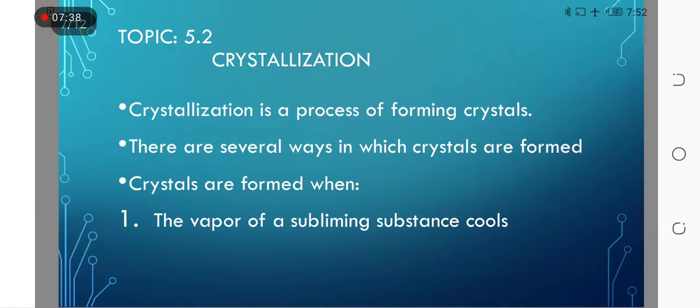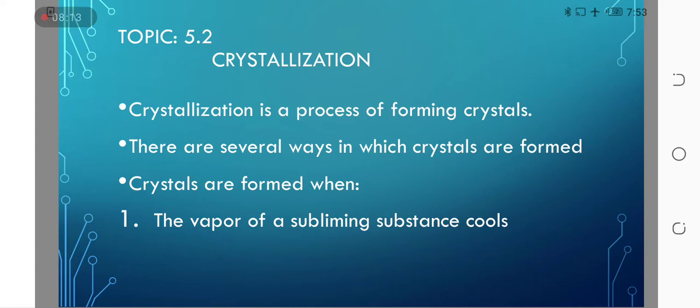Now come towards the topic of crystallization. So crystallization is the process of forming crystals. How can crystals be formed? We can easily understand this topic because there are several ways by which we can form different types of crystals. So we will move towards the first formation method of the crystal by which we can obtain different types of crystals.